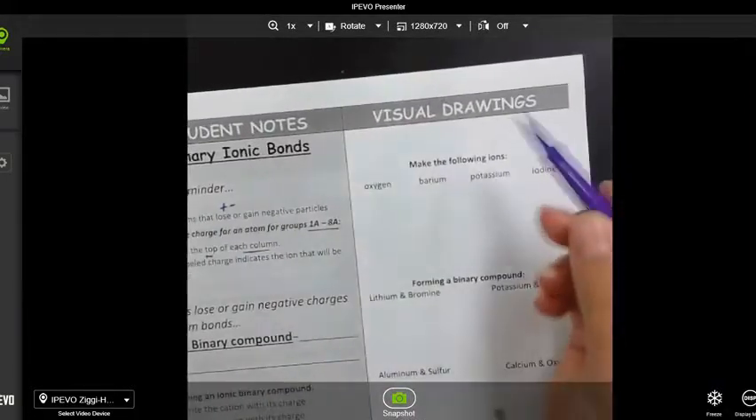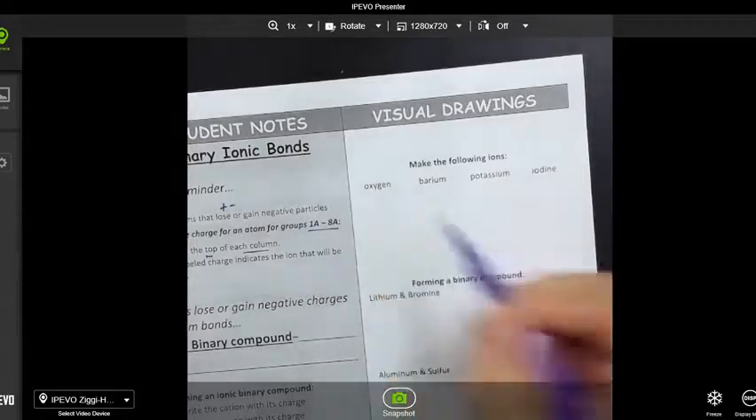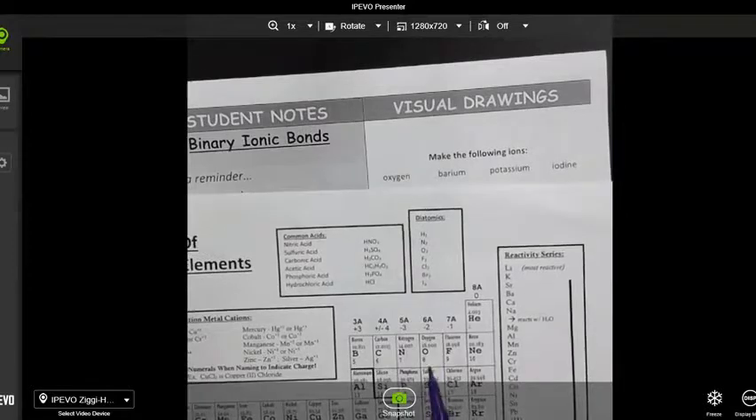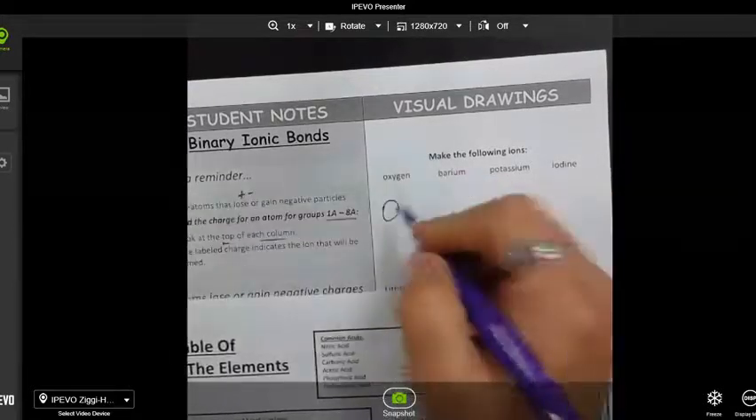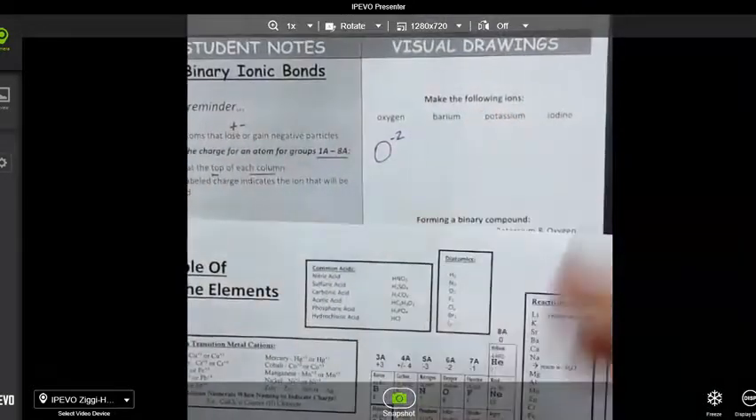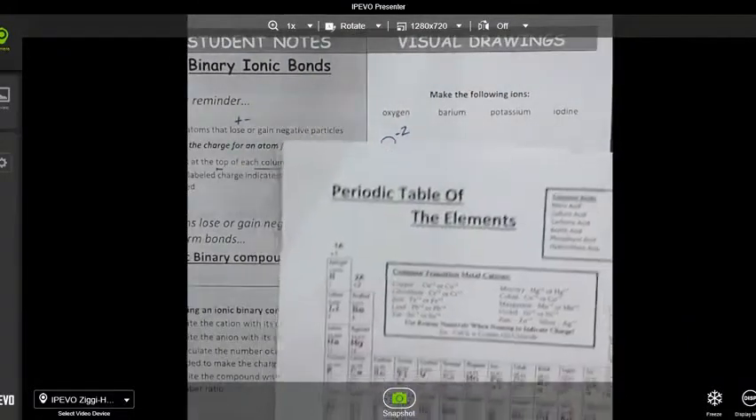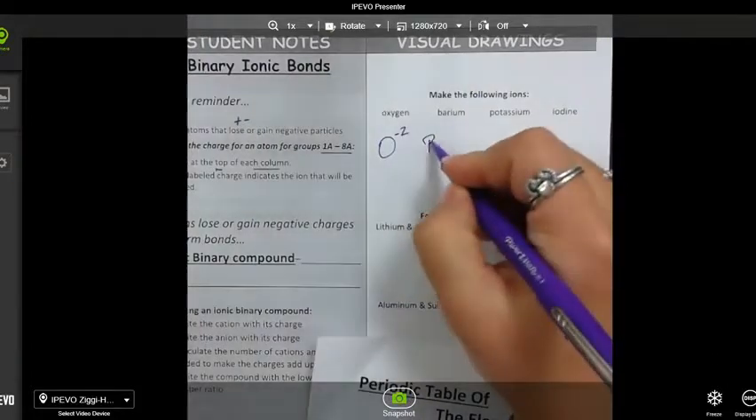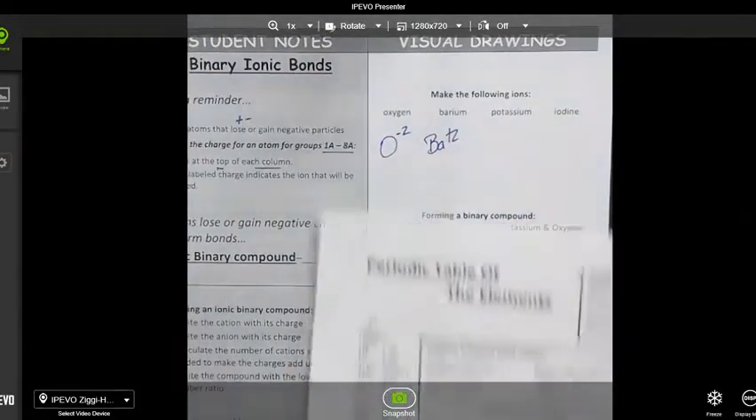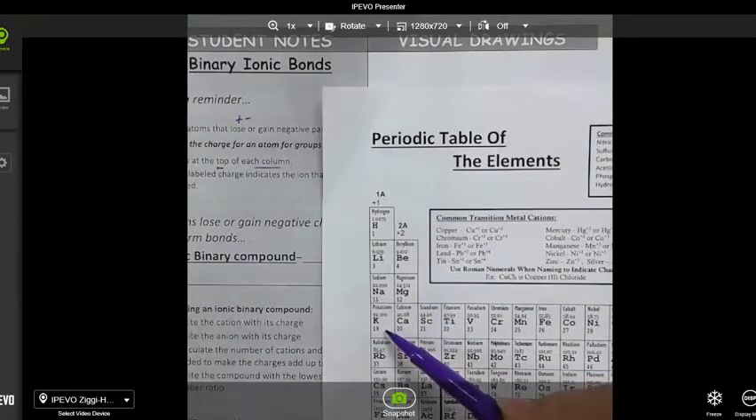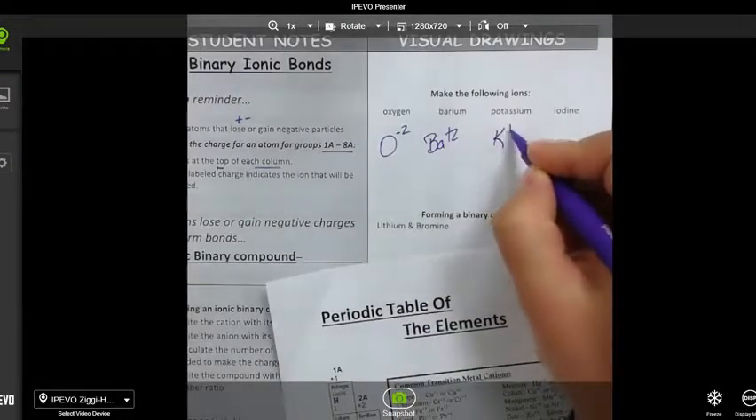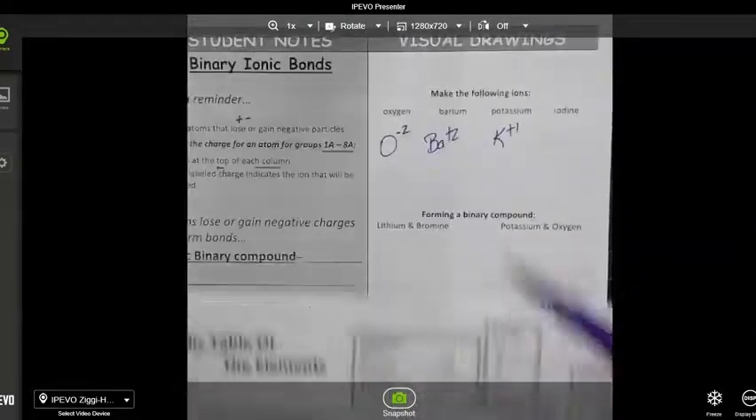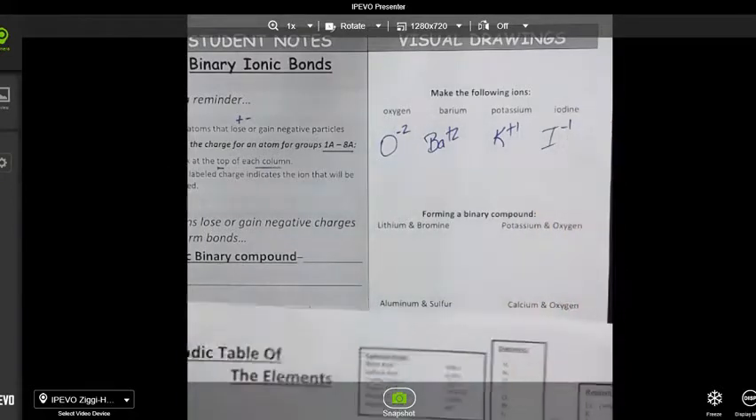If we were to make the following ions, let's just do a little review. Oxygen is O, a member of group 6, so it's O -2. Barium is down here. Barium is a member of 2A, so barium is Ba +2. Potassium is a member of 1A. Here's potassium, so that is K +1. And iodine is over here. Iodine is a member of group 7, so it is I -1.